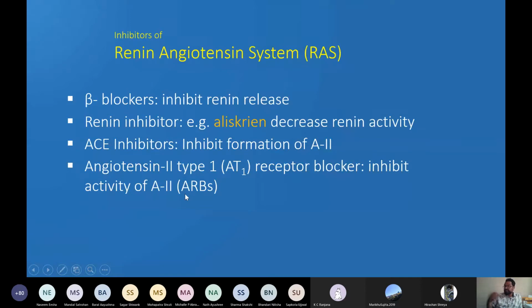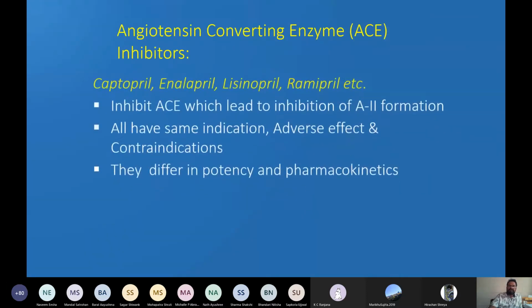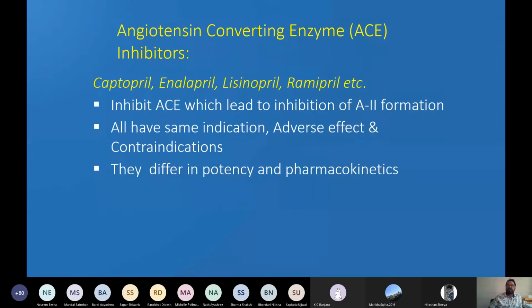One is ACE inhibitors, which will prevent angiotensin 2 from forming, and another one is ARBs. There might be angiotensin 2 around, but since the receptor is blocked, there will be no vasoconstriction. That means there will be vasodilatation. When everything is blocked here, it leads to vasodilatation, which will lead to a reduced BP. First we are talking not about ARBs, but about ACE inhibitors, angiotensin converting enzyme inhibitors.